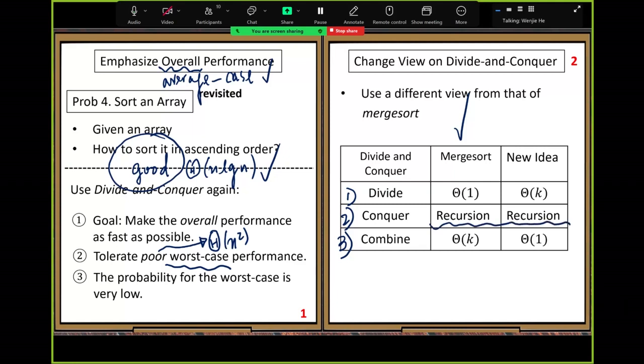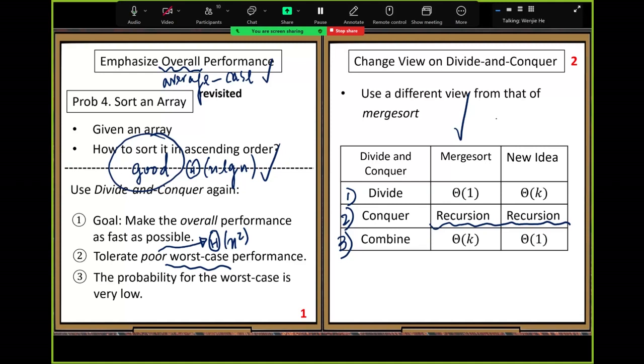We implement divide and conquer using recursion, and recursion covers the conquer step. So we only need to work on the first step, divide, and the third step, combine. All right. For merge sort, let's recall.